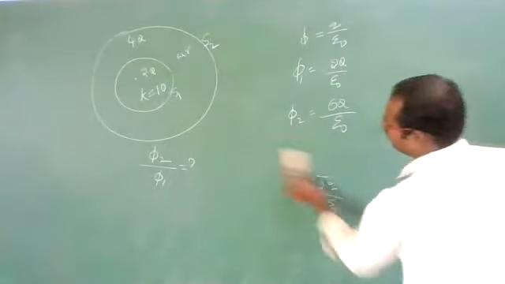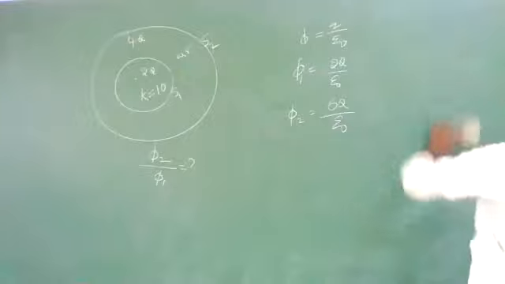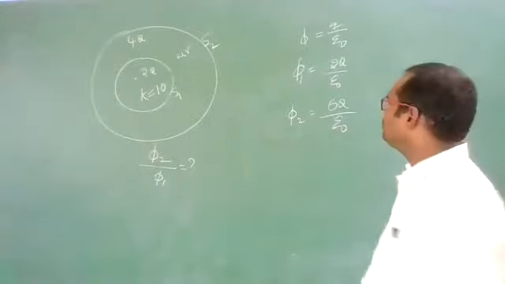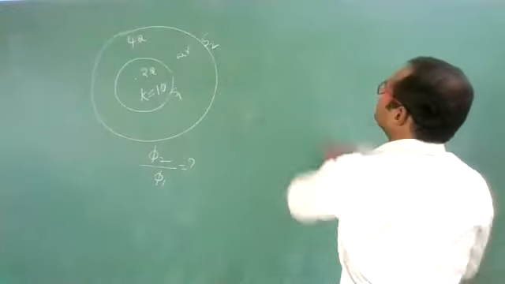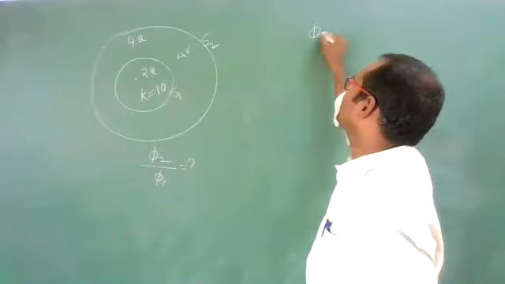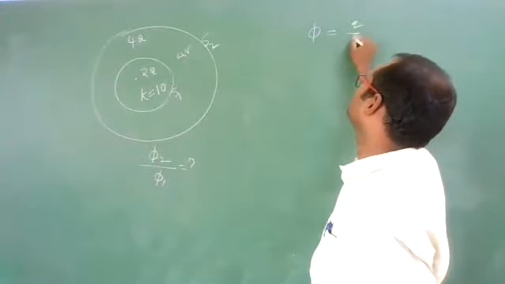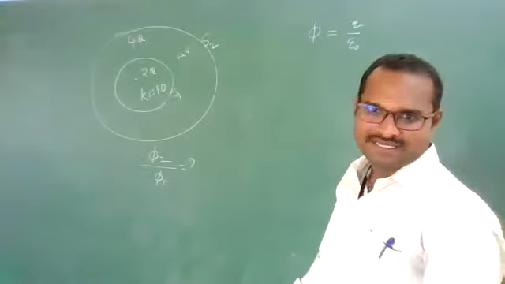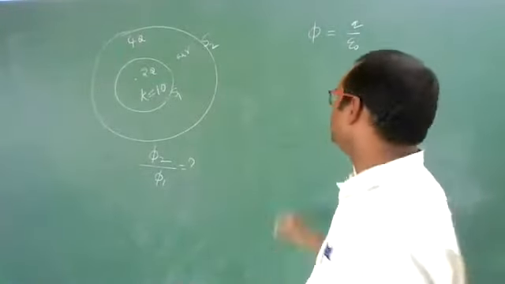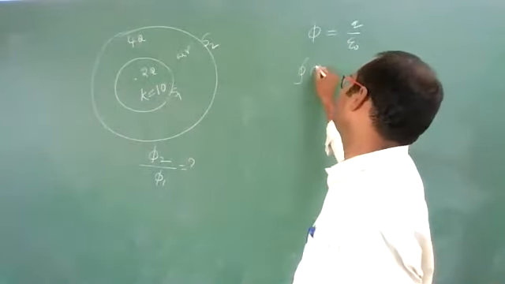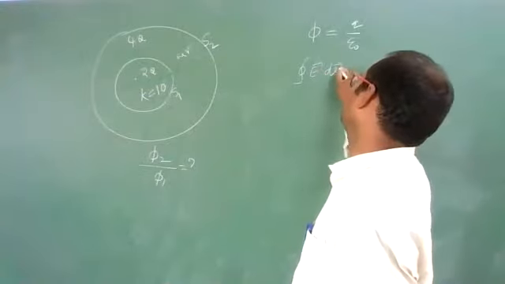What will be the flux through the first surface? Through the first surface, how much flux will be there? Can you find? According to Gauss law, flux is equal to q by epsilon naught. And one more formula: the surface integral of E bar dot ds bar can be written as q by epsilon naught.